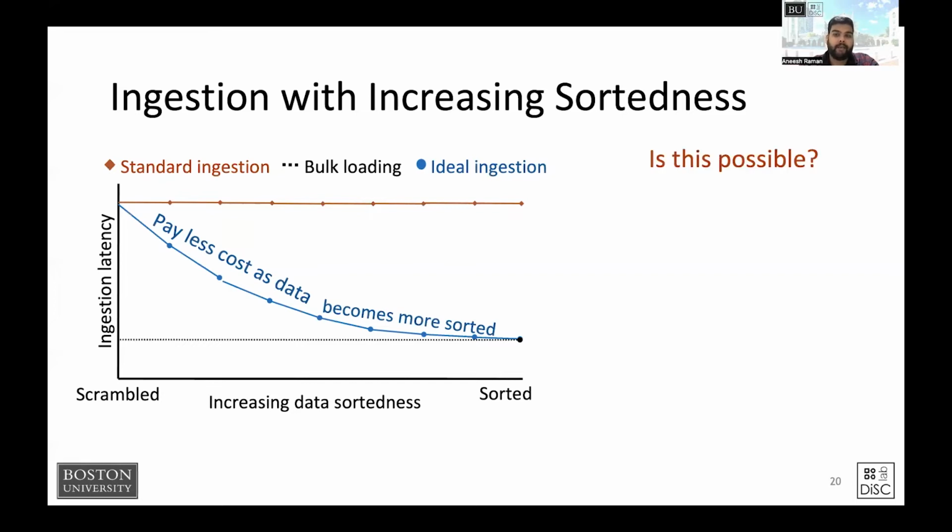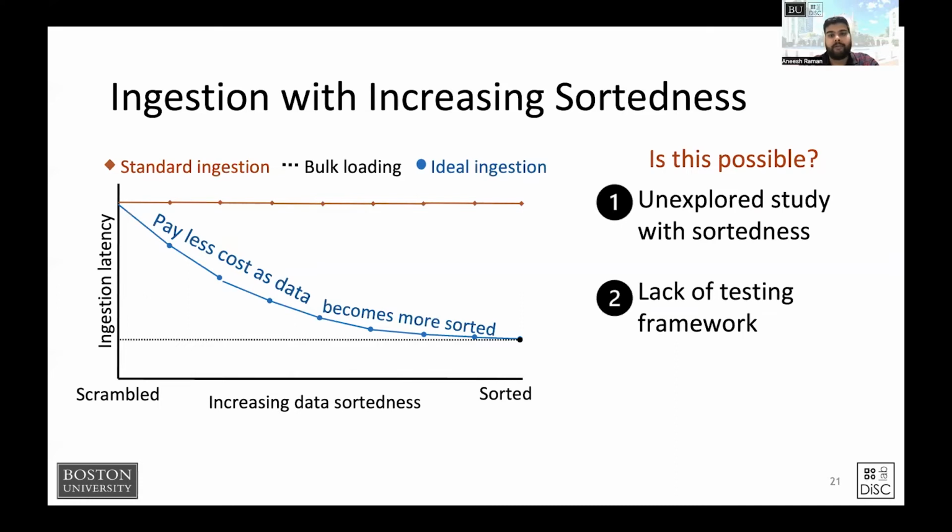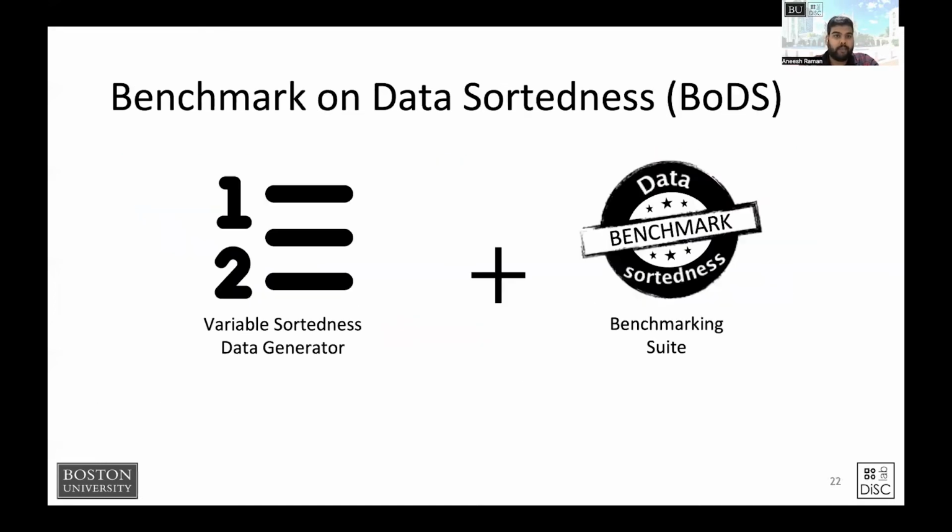We would like to point out that so far, the performance of indexes with varying data sortedness has been practically unexplored. Because of this, there is also a lack of a proper testing framework to evaluate indexes with varying data sortedness. Thus, we propose BoDS, or benchmark on data sortedness. It carries a synthetic data generator that can create differently sorted data collections and a benchmarking suite that encompasses this data generator to provide an end-to-end tool for evaluation of indexes with varying data sortedness.